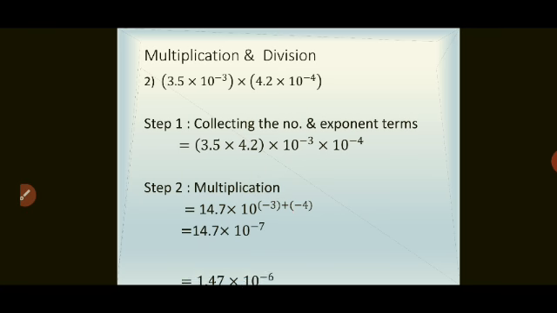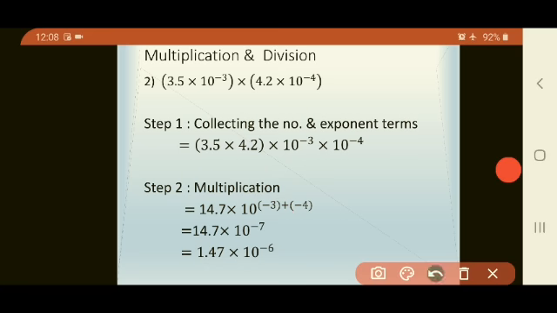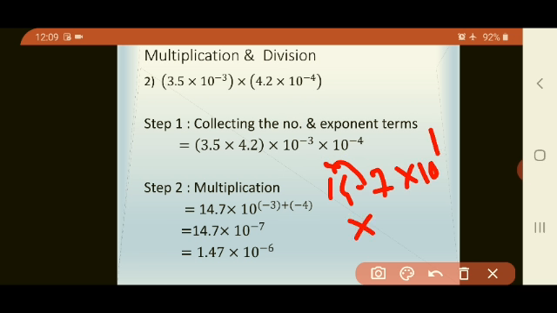Again to convert it into scientific notation, we have to shift the decimal point. 14.7, so this is shifted here, to the left hand side, which means the power should be plus 1. Plus 1 and minus 7, 10 to the power minus 7. So minus 7 plus 1 should be minus 6. And this is the final answer.